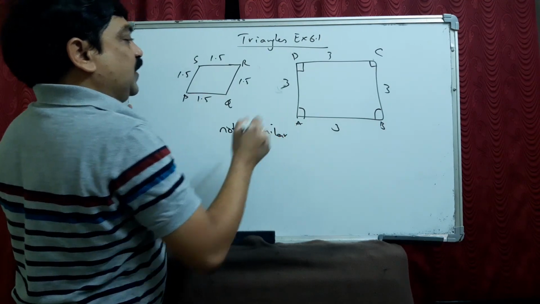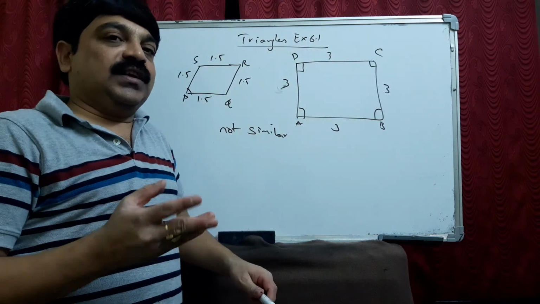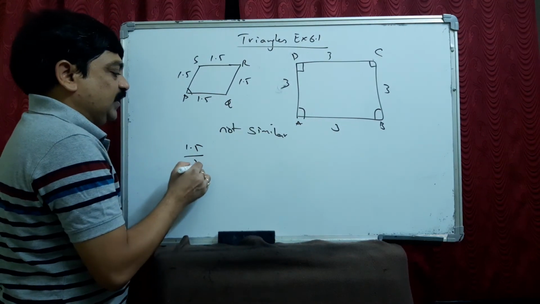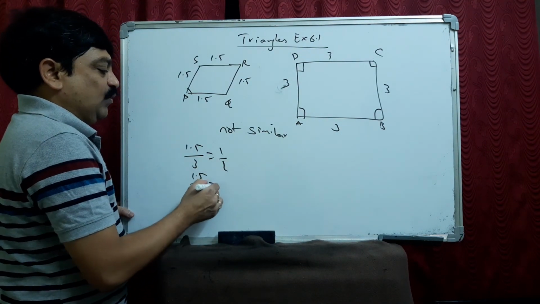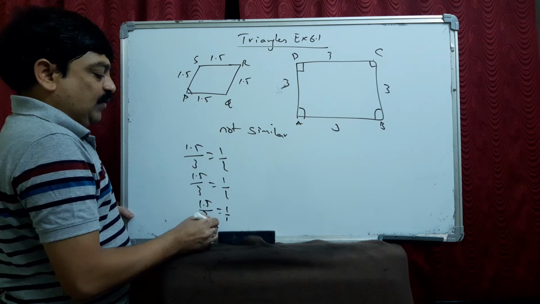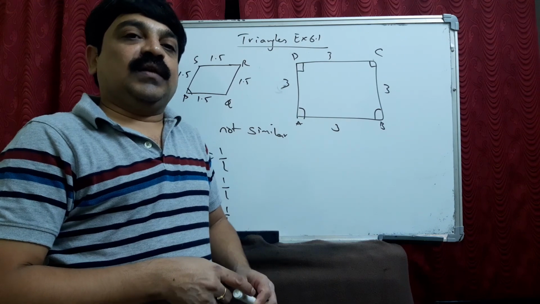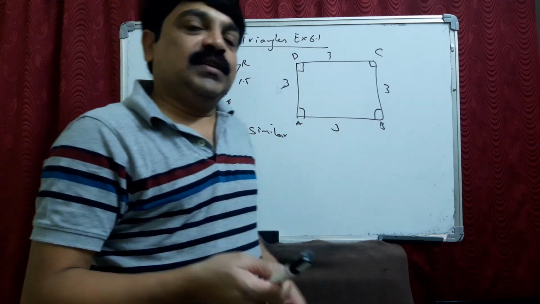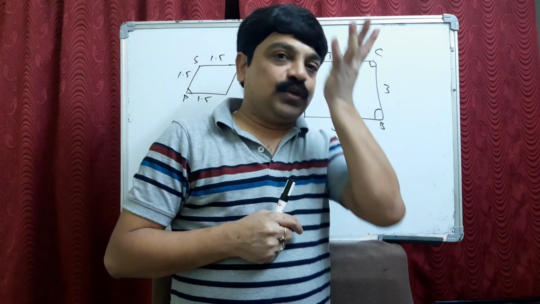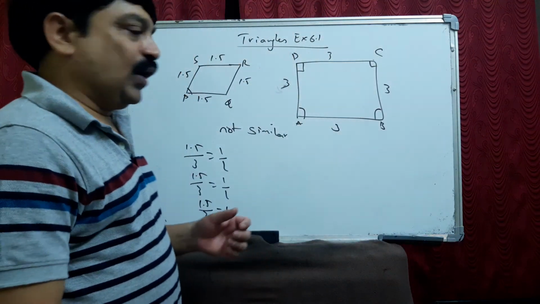Why are these two not similar? Because the corresponding angles are not equal. But what is satisfied here? The corresponding sides are in the same proportion. See, the ratios are the same in all cases. Here the corresponding sides are in the same ratio, but the corresponding angles are not equal, so it is not similar. That means for a similar condition, both conditions should be satisfied. What are those two conditions? The corresponding angles should be equal and the corresponding sides should be in the same proportion or same ratio. Alright guys, all the best.